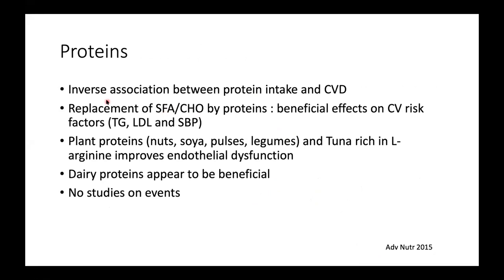What about protein? There is an inverse association between protein intake and cardiovascular disease. What is recommended is replacing carbohydrate and saturated fat with protein. It has a beneficial effect on cardiovascular risk factors. For example, it reduces triglyceride, LDL cholesterol, and systolic blood pressure. Plant proteins, for example nuts, soya, pulses, legumes, and tuna, rich in L-arginine, improve endothelial dysfunction, which is a precursor of atherosclerosis. And dairy protein appears to be beneficial.